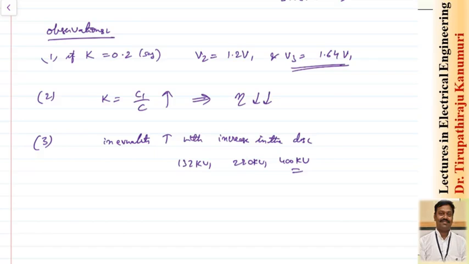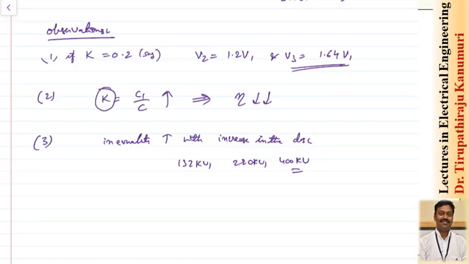So how can we improve this? We can improve this by decreasing the value of K, or you design the insulators in such a way that across each insulator the voltage distribution will be the same. So in that way you can design it. So these things are called the methods to improve the string efficiency. These things we are going to discuss in tomorrow's class.